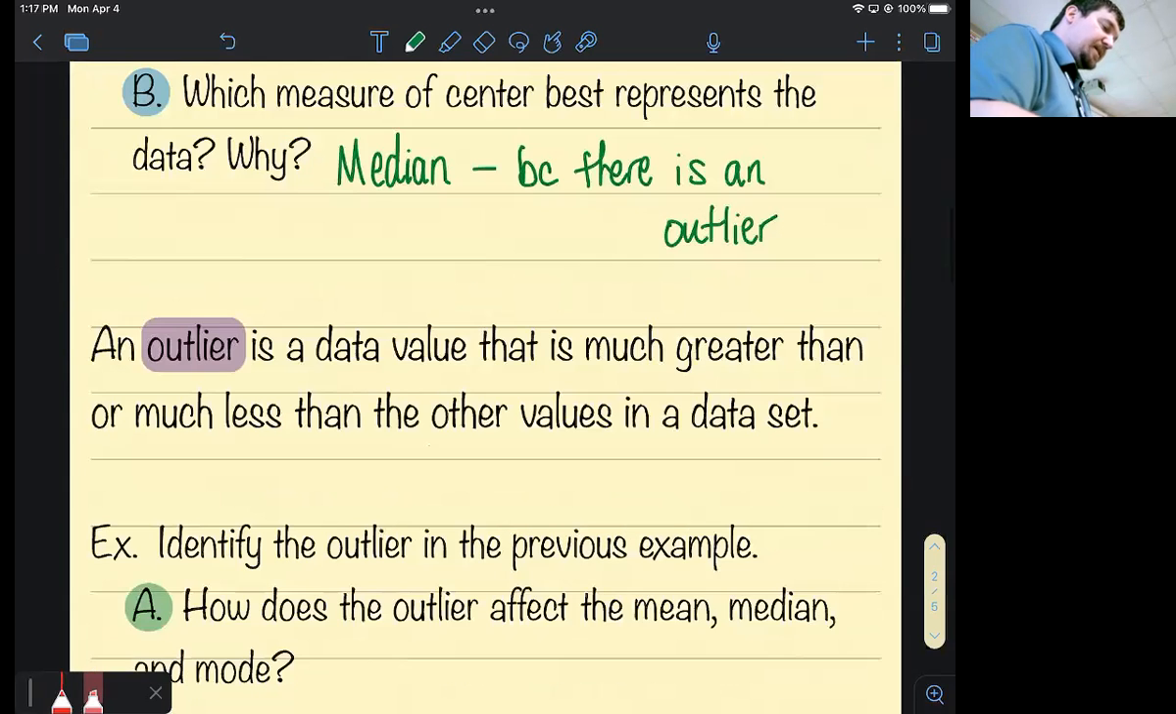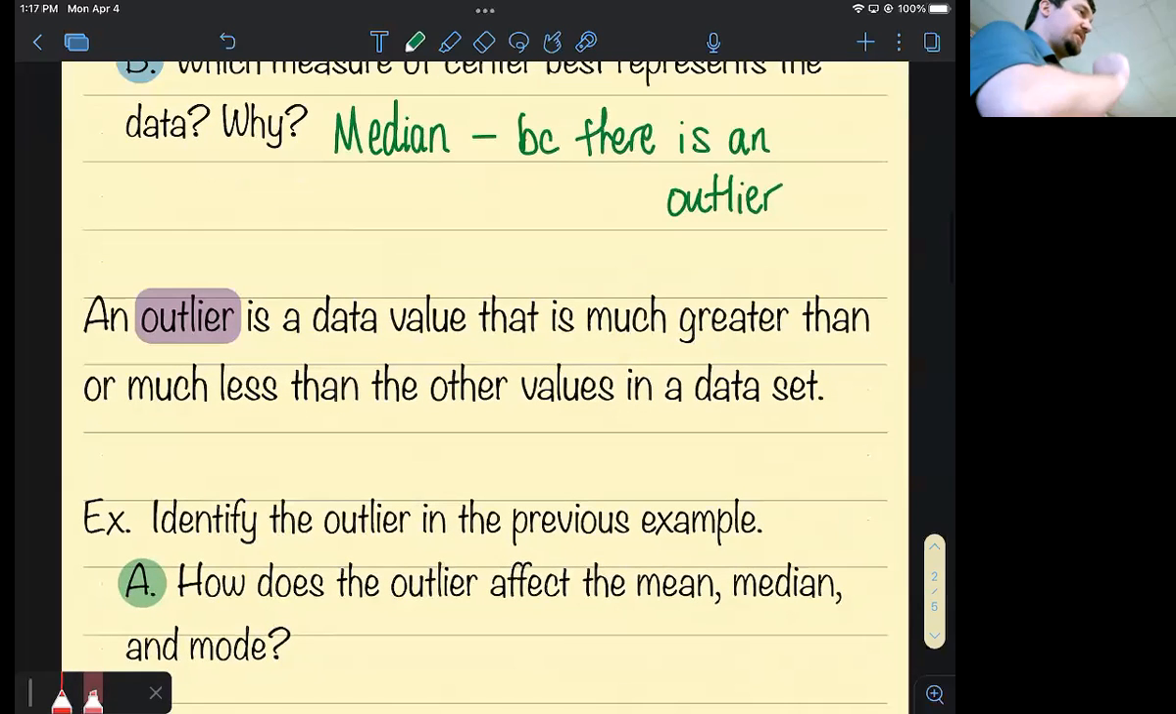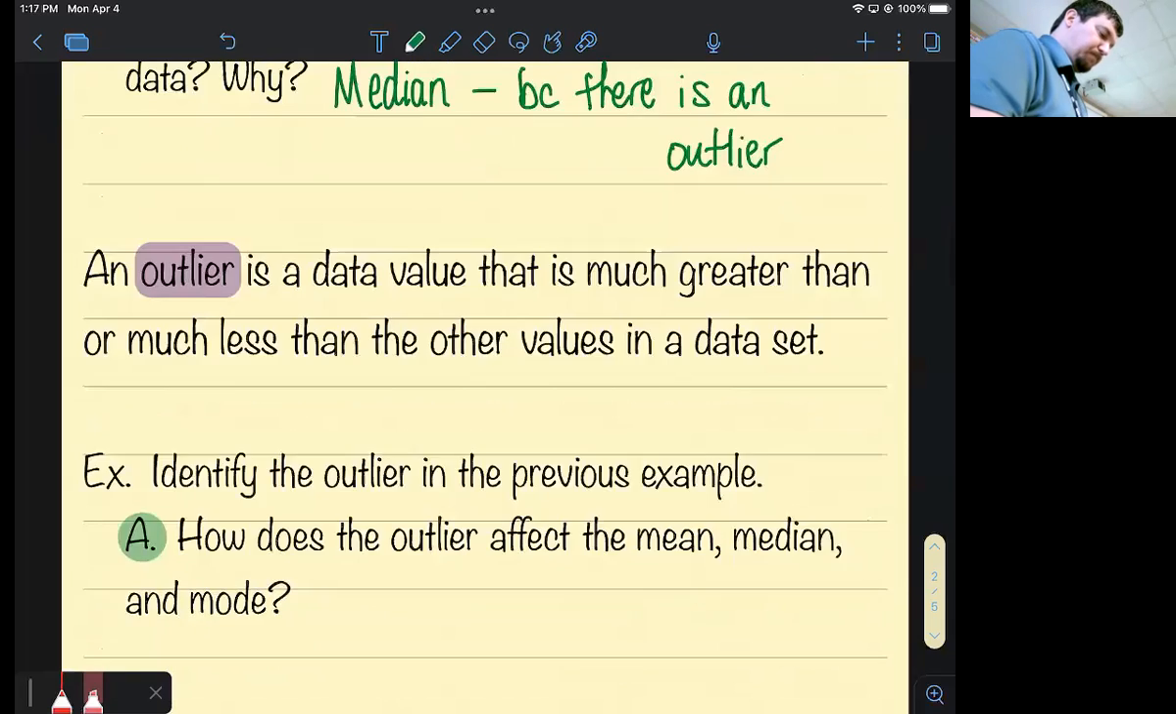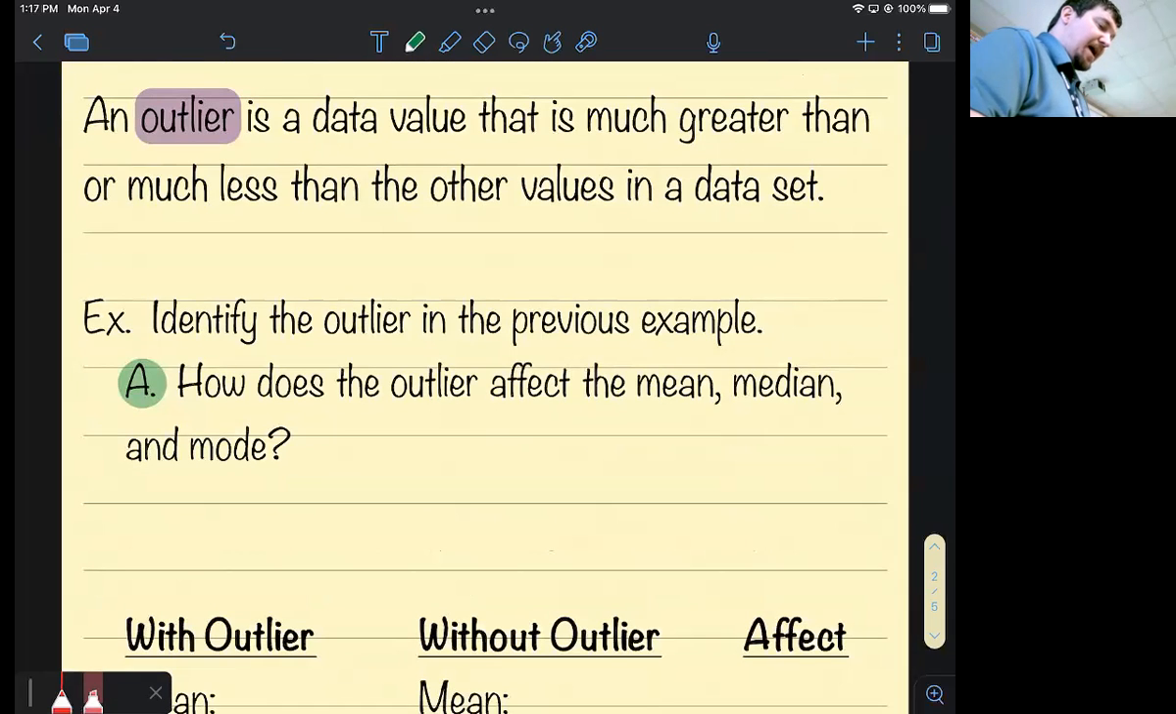So that leaves us to our next topic, outliers. An outlier is a data value that is much greater or much less than all the other values. In this case, the $16.50 was much greater than any other student's hourly wage. So identify the outlier in the previous example. Jacoby said it was $16.50. How does the outlier affect the mean, the median, and the mode? We're going to see which one it affects the most. Bet you probably already know.